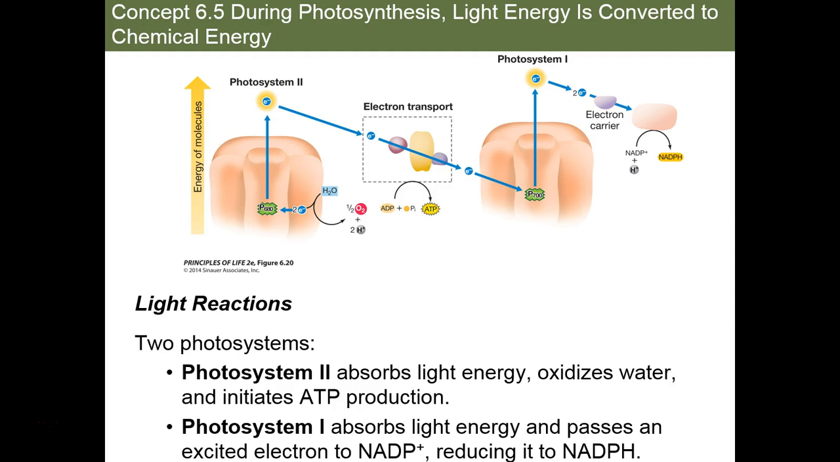Photosystem 2 absorbs light energy, oxidizes water, and initiates ATP production. Photosystem 1 absorbs light energy and passes an excited electron to NAD+, reducing it to NADPH. Both photosystems occur in the thylakoid membrane of chloroplasts. We will look at both photosystems in a little more detail.